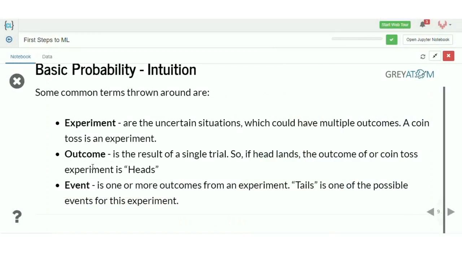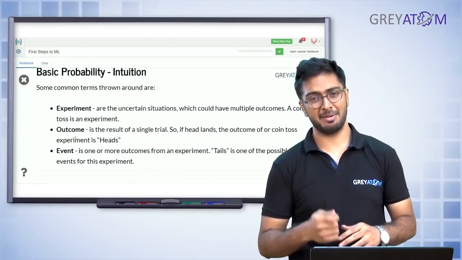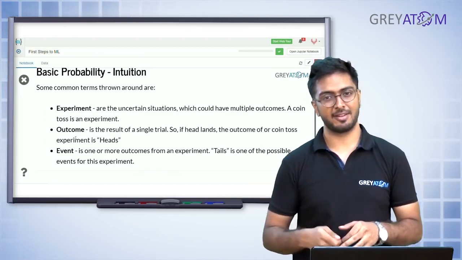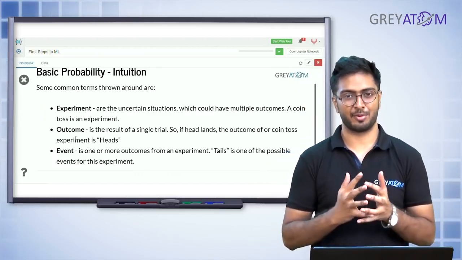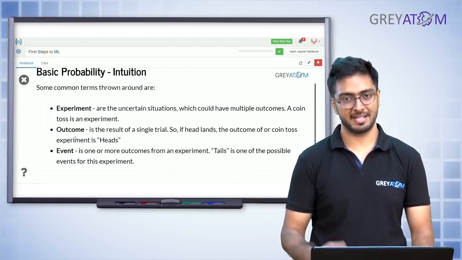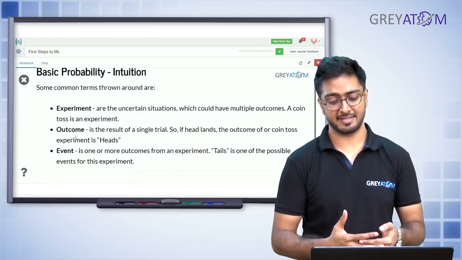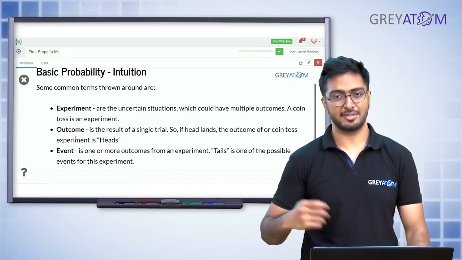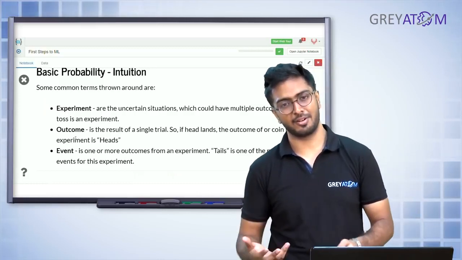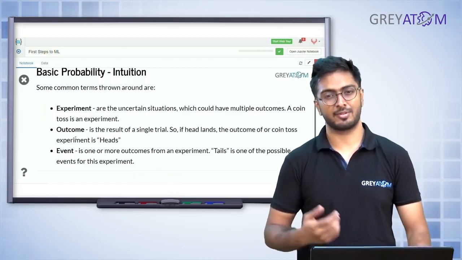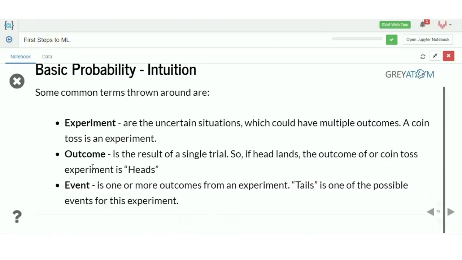So some basic terminology that we need to clear up. First is experiment. Experiment is basically this whole concept of coin tossing, right? So flipping a coin, that is what we call an experiment. This coin tossing event is an experiment, where these are uncertain situations which could have multiple outcomes, right? It could be a head or a tail. You want to do 10 experiments, meaning you want to flip your coin 10 times.